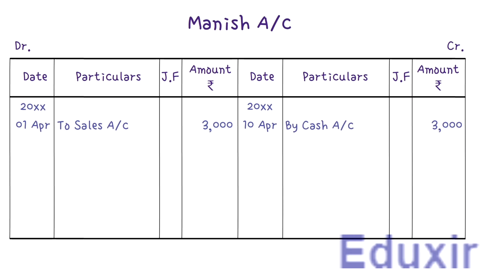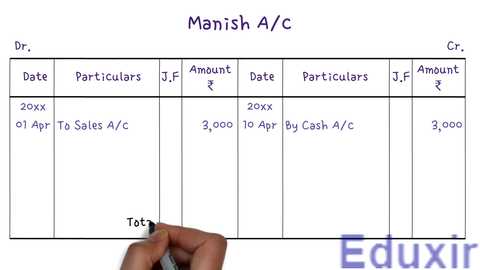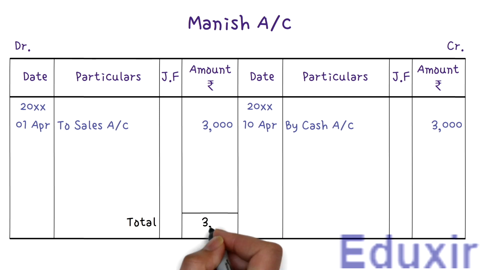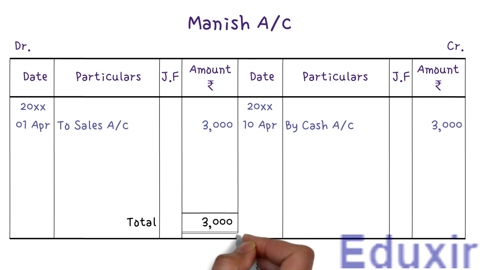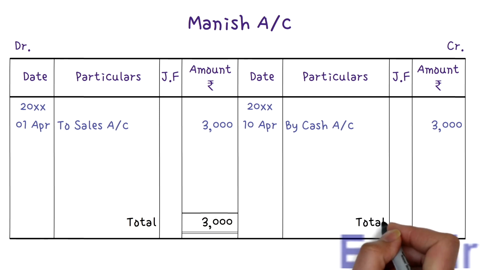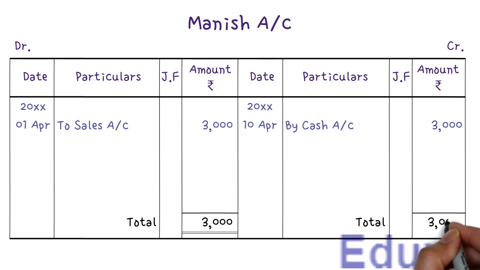Let us now take up Manish account. It's obvious that the total on the debit side is 3000 rupees and the total on the credit side is 3000 rupees. As both the debit and credit side totals are equal, there is no balance to be carried down. Now the total on the debit side is 3000 rupees. And the total on the credit side is 3000 rupees. So now Manish account is balanced.